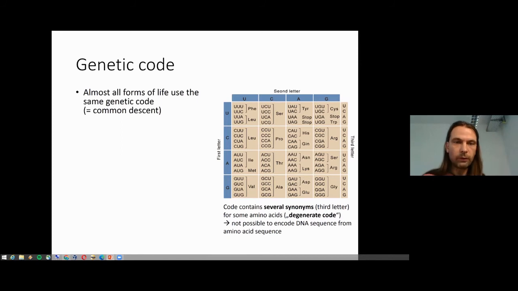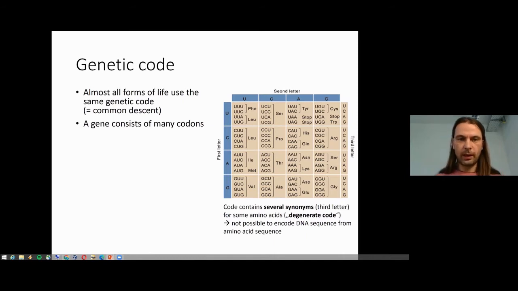So all forms of life use the same genetic code. This is one of the pieces of evidence we have for common descent. So this is so fundamental to life. And a gene usually consists of many codons. So there are very few examples where maybe only 1 or 2 codons actually can function as a gene.